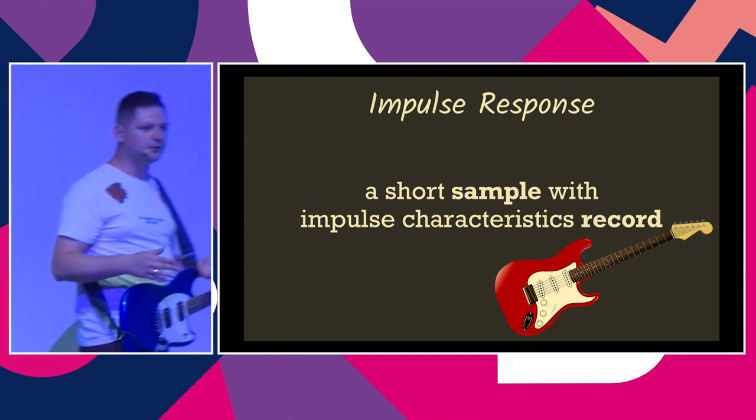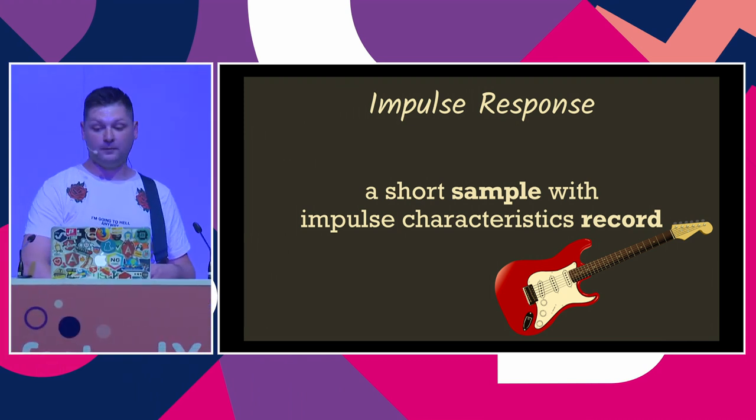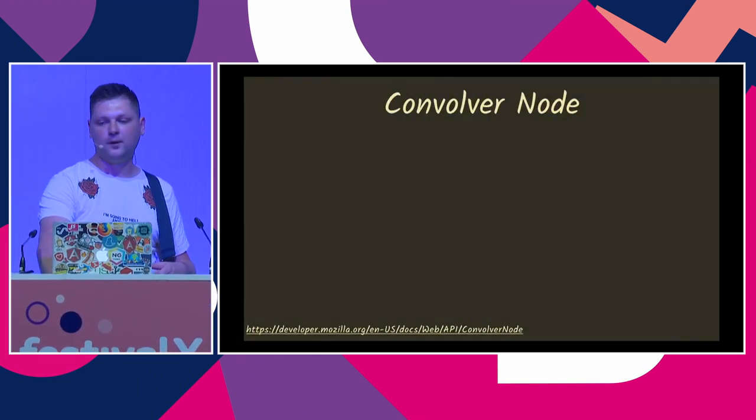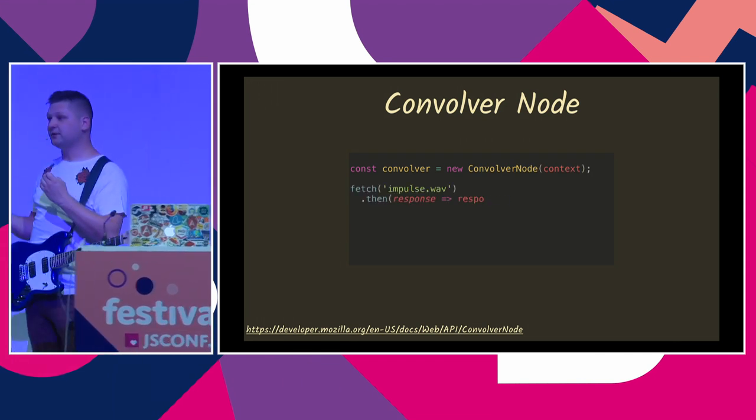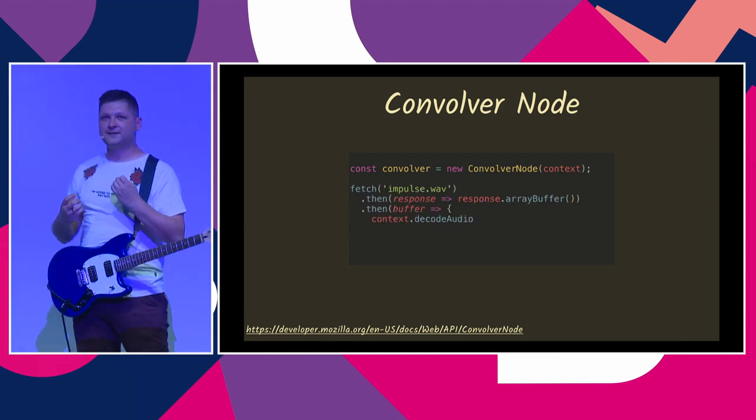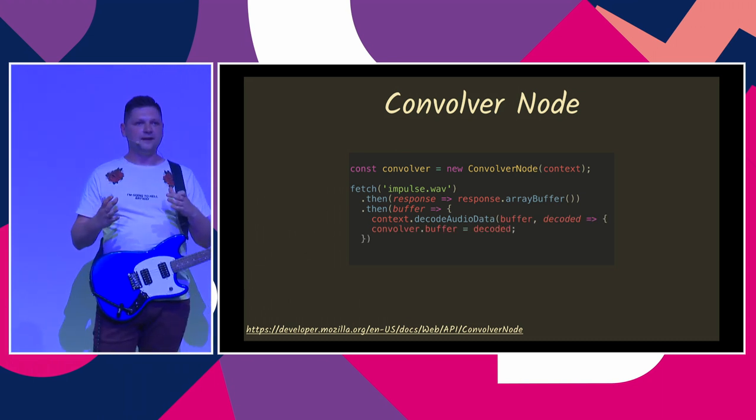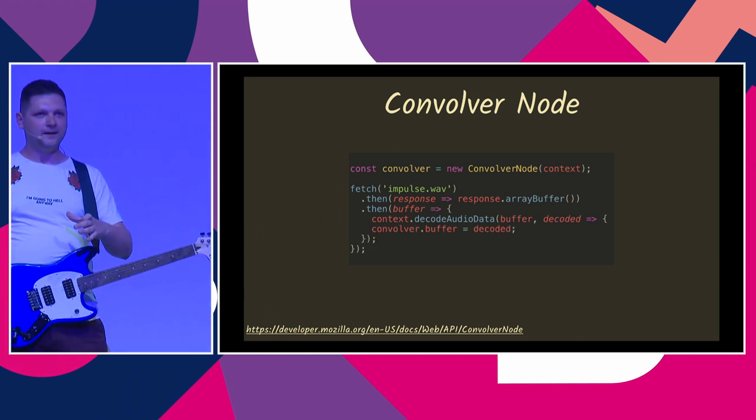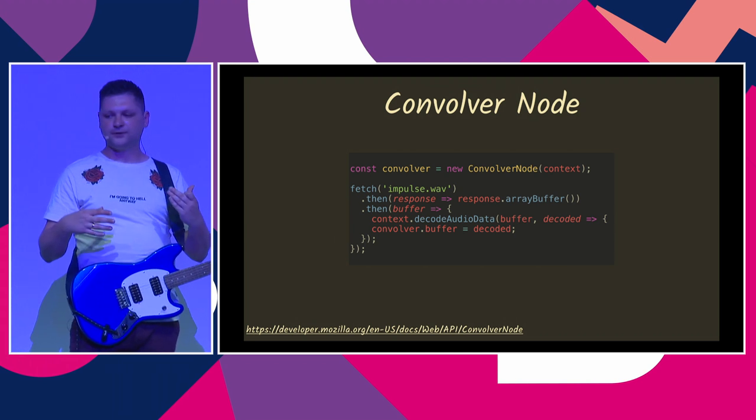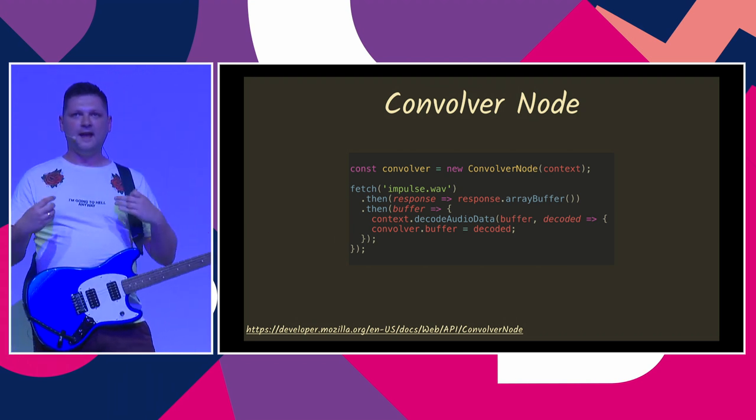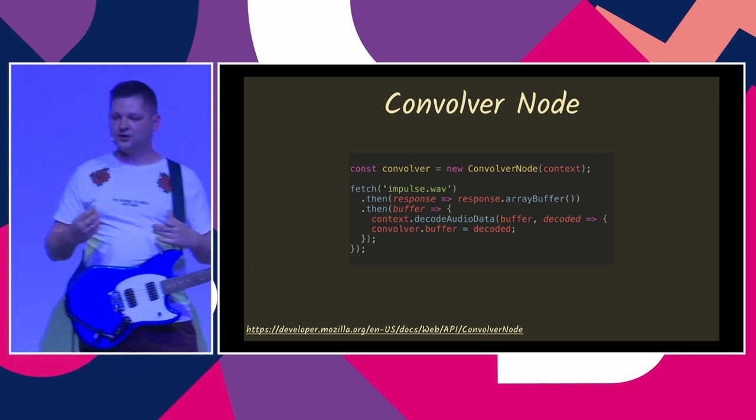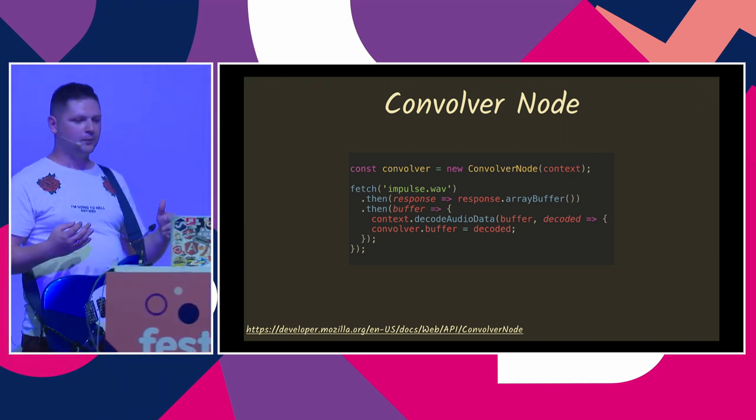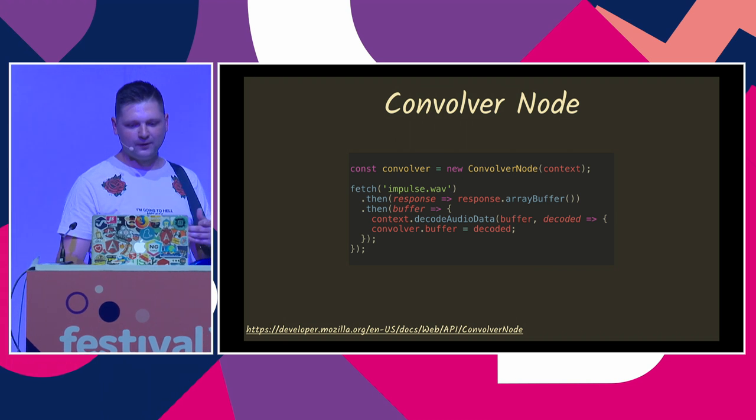So how to apply it in web audio? We can use a special node, convolver node. And it's actually really awesome, because that node hides a lot of complexity. It gets this impulse response for you and applies it via fast Fourier transformations. So all the heavy work is done for you by the convolver node.